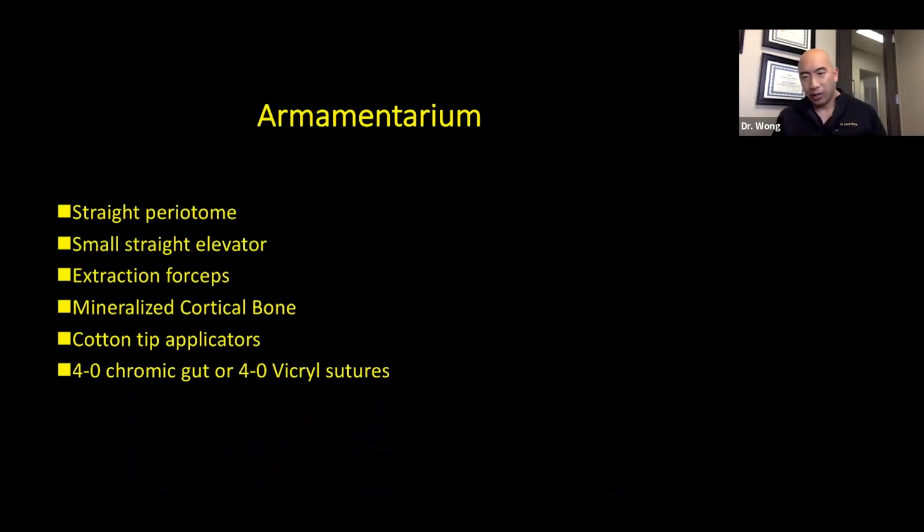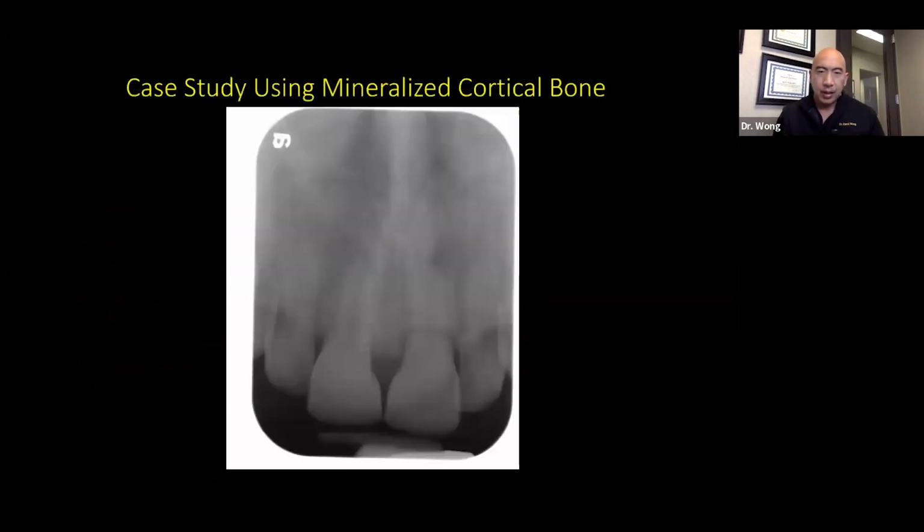Armamentarium wise, super easy. You're going to buy whatever you can to take out a tooth as atraumatically as possible. For me, that means a straight and a curved periotome. I'll show you what that looks like. We're going to use a straight elevator, and you need your favorite extraction forceps for whatever tooth you're taking out. As far as the bone goes, super easy. You're not going to buy anything else but mineralized cortical bone, whatever brand you want, and I'll share with you what I use. Cotton tip applicators are what we're going to condense the bone with because it's cotton, so it'll absorb moisture while we're condensing. And then as far as sutures go, just use 4-0 chromic gut today. That's all you're going to need. Super simple.